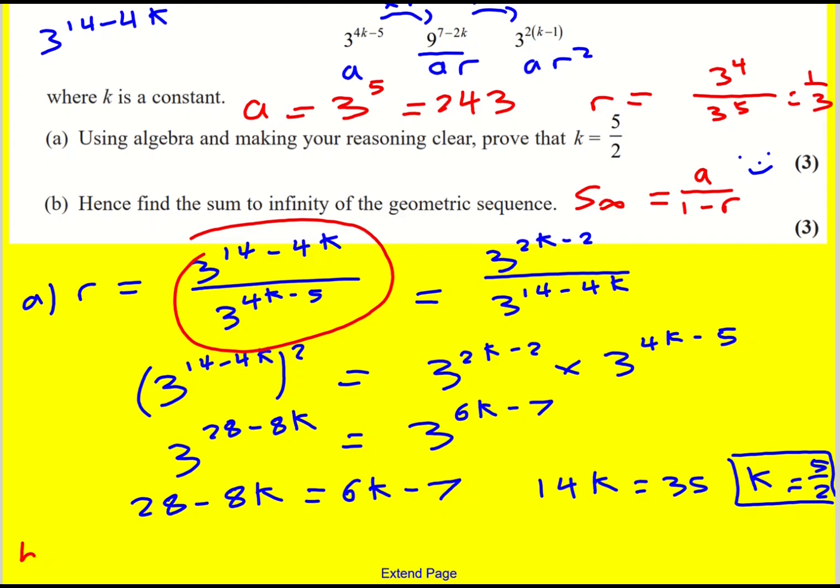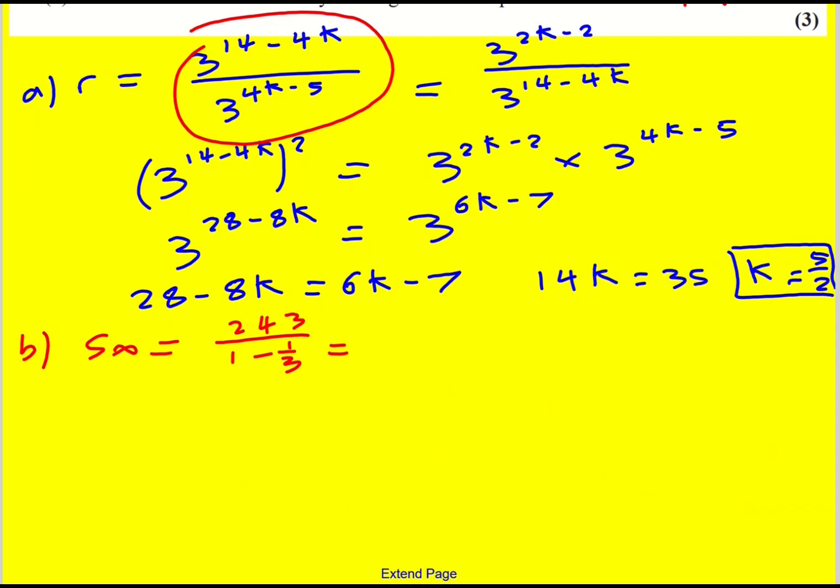Brilliant. So then S infinity will be 243 over 1 minus 1/3, which ends up being 243 over 2/3. And we can times by 3, divide by 2, we get 729 over 2. And I think it's fine to leave it like that, but if we wrote it as a decimal, then it would be 364.5.